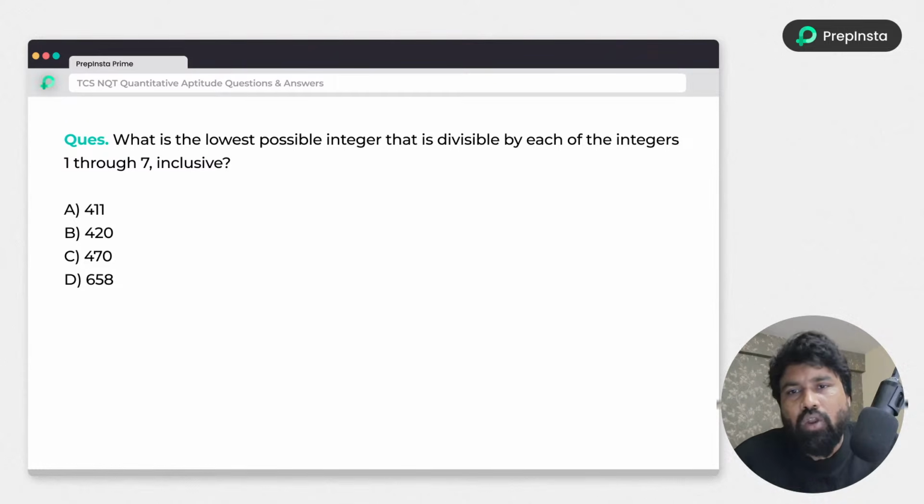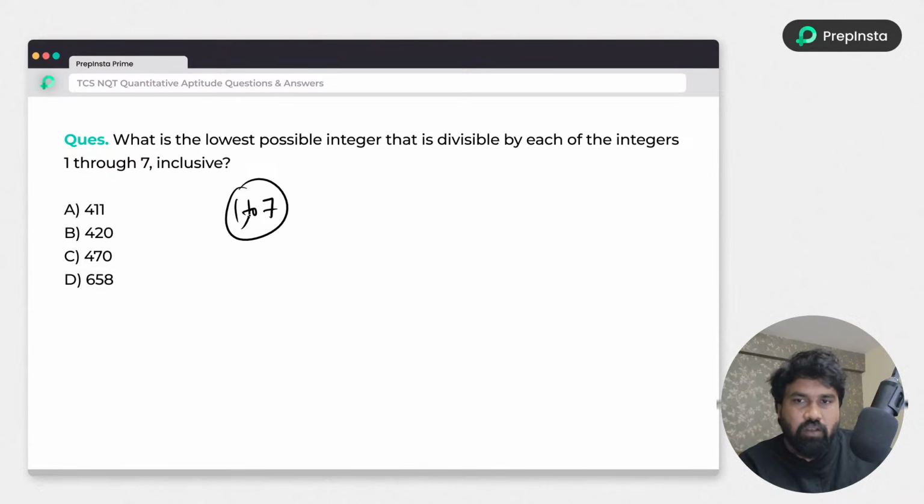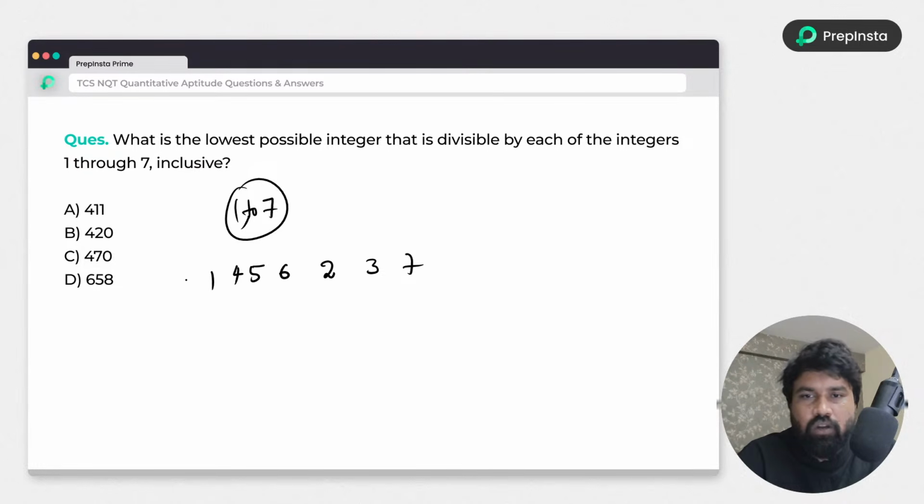Next, what is the lowest possible integer that is divisible by each of the integers 1 through 7 inclusive? The number which divides by 7 to 1. Will you do the calculation? You don't have to do anything. Option elimination is best. 1 to 7 means you will have a 5, a 2, a 3, a 6, 7, 4, 1, every number.